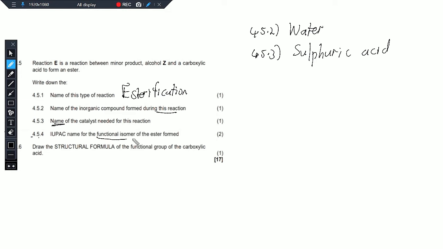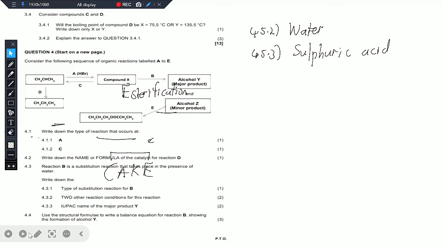Then, name of the functional isomer of the ester formed. Now, if we have formed an ester, let's go back. An ester is a functional isomer of a carboxylic acid, right? So we wanted the name of the functional isomer of the ester formed. Obviously the first thing we need to know is this ester that has been formed. The ester that we have here has 1, 2, 3 carbons. Which side is the alcohol and which side is the carboxylic acid? This has to be the carboxylic acid side, and this one has to be the alcohol side. So if we want the carboxylic acid, we are simply concerned about counting the number of carbon atoms in total.